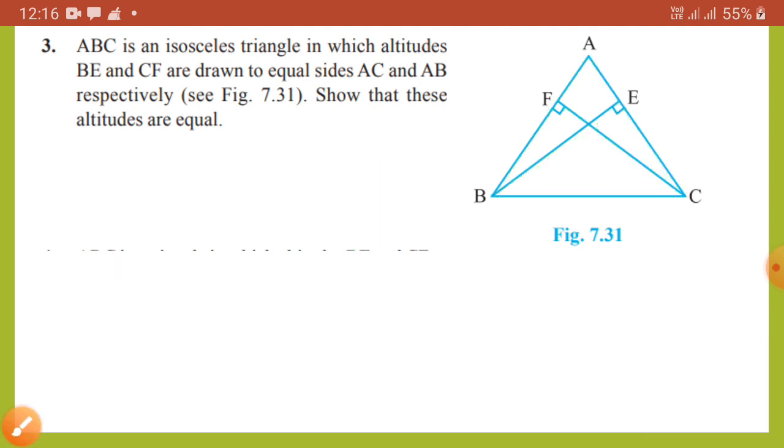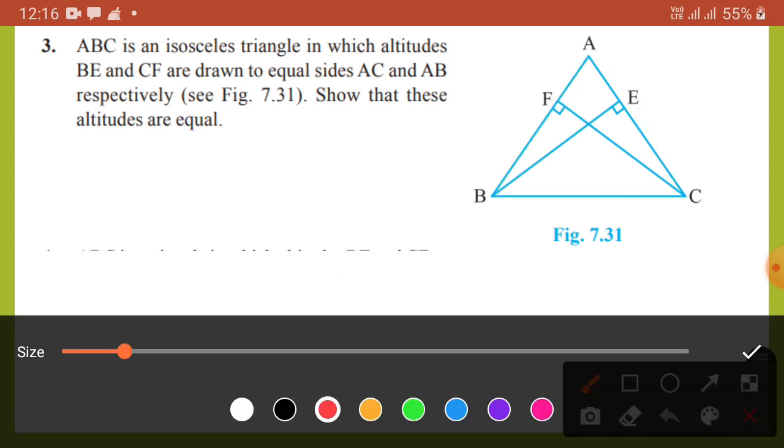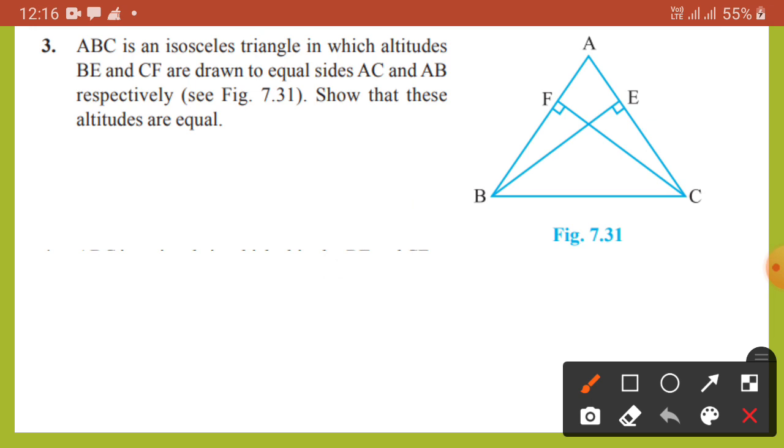Now start. In triangle ABC, angle B equal to angle C. Yes, angles opposite to the equal sides of a triangle are equal. We know AB equal to AC, already given. Okay, got it?